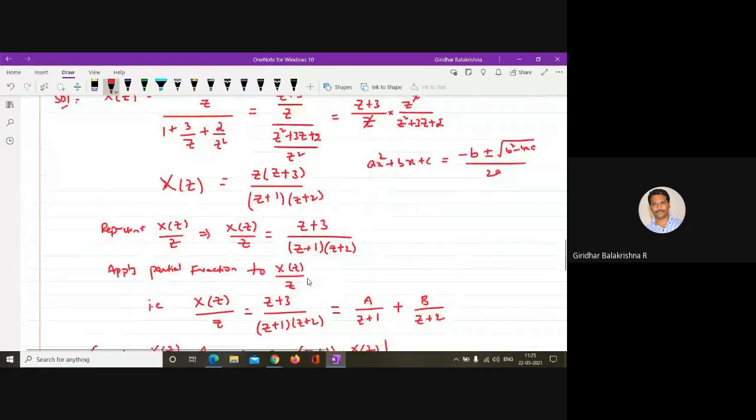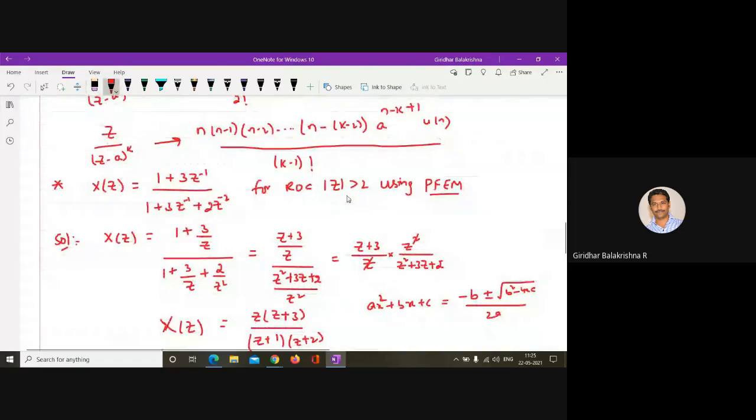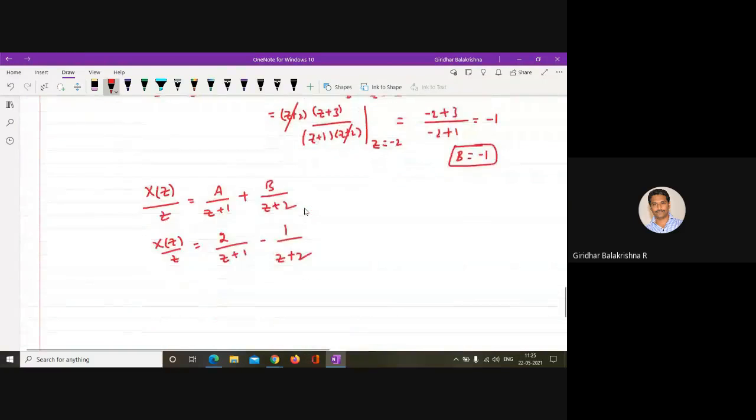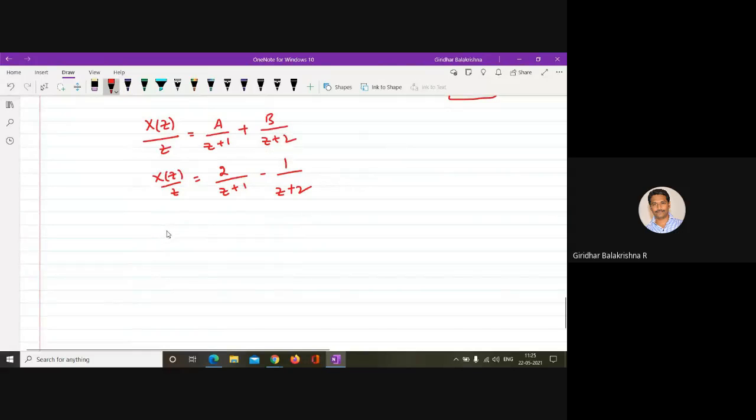Now go to the question. What is the system they have? Which system they have given? Here ROC is causal system. So next, what is the third step? What is the third step in partial fraction method? Apply inverse Z transform. Before applying inverse Z transform, what we need to do? Represent x of z. From this, x of z equal to 2 is constant.